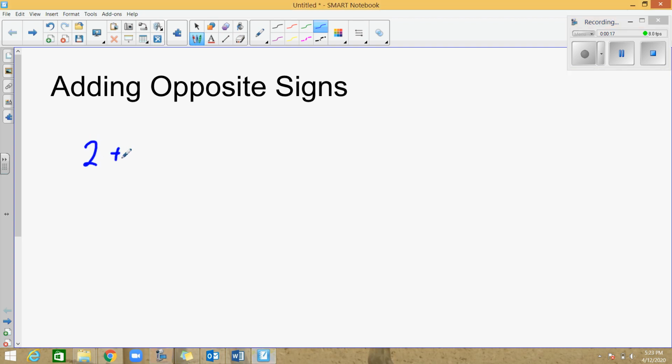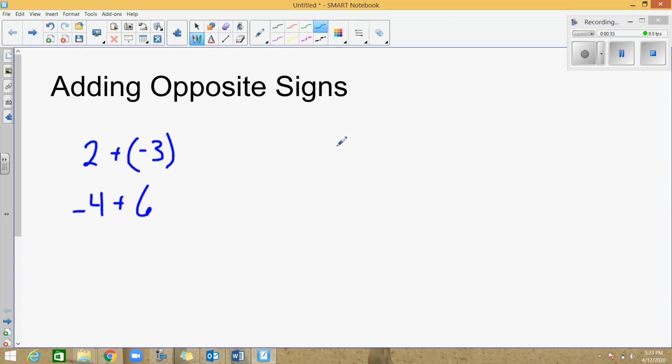2 plus, and let's go with negative 3. Or it doesn't really matter, maybe the negative comes first. So a negative 4 plus 6. And if it doesn't have a sign, like the 2 or the 6, those are assumed to be positive.